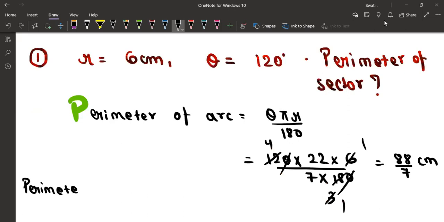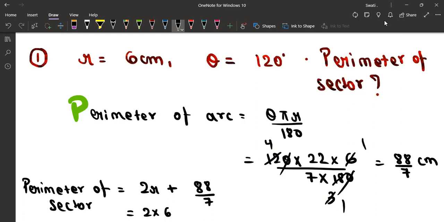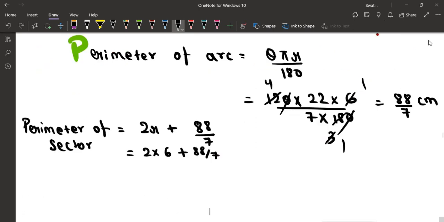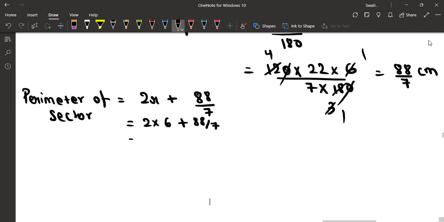Now to find out the perimeter of the sector, of course, we are going to use the formula, and the formula is 2r plus the perimeter of the arc, that is 88 over 7. What is 2r? 2r will be 2 times 6 plus 88 over 7. Now what is 2 times 6? 2 times 6 is of course 12. So this will become 12 plus 88 over 7.